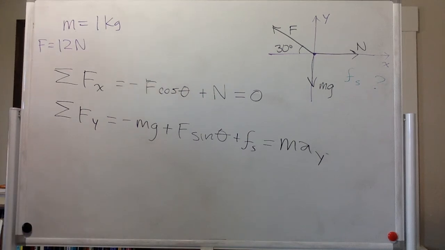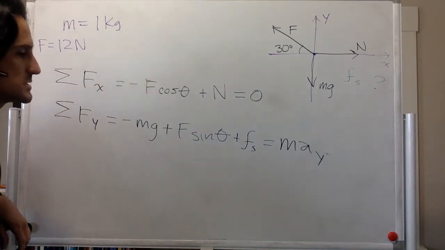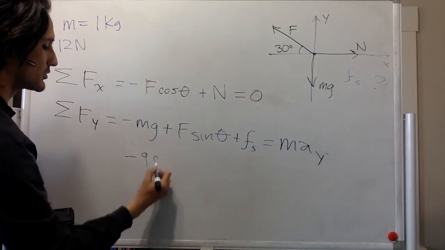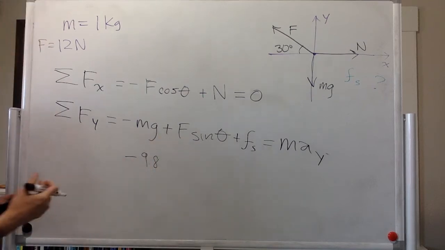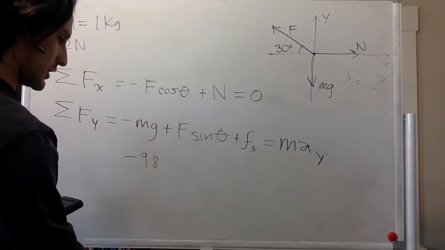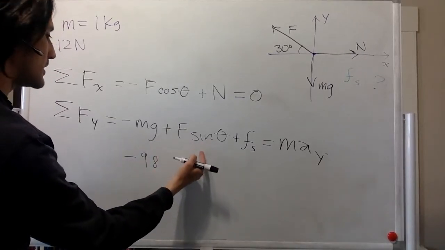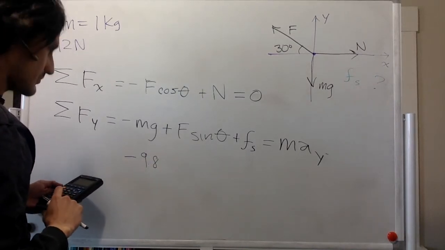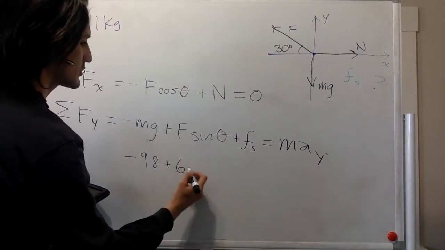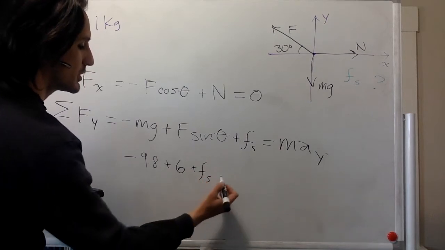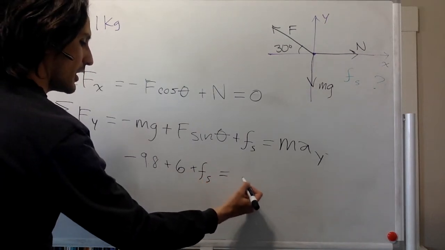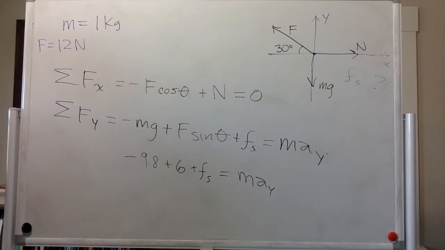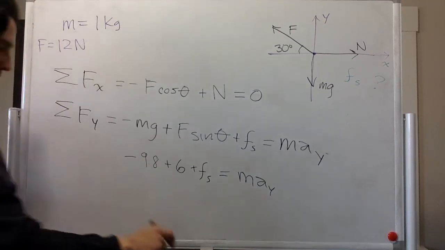Okay. So we can put numbers to this equation. Negative mg, so the mass is 1 kilogram, acceleration due to gravity is 9.8, so negative 9.8 newtons. I'm gonna leave the units out just to make things a little more clear, but remember these are all newtons. And this is 12. Sine 30 is 1/2, so that's going to be 6 newtons, right? So plus 6, plus some force that we don't know about over here, that is equal to mass times acceleration. Okay, so negative 9.8 plus 6. That's negative 3.8.